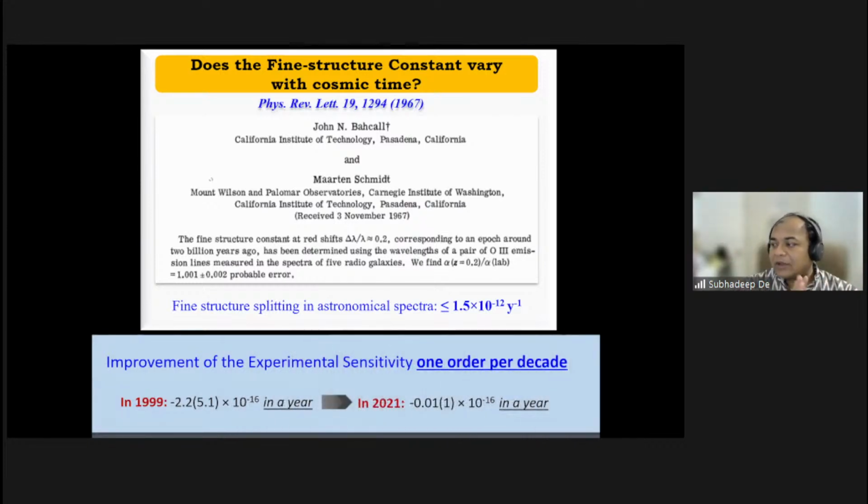So if I start from 1999, when more accurate data were available from quasar absorption spectra, until today the experiments have evolved in such a way that we are able to measure alpha violations two orders of magnitude more accurately than 23 years back. But still, these are all upper bounds. There is no exact measurement of alpha violations until today.